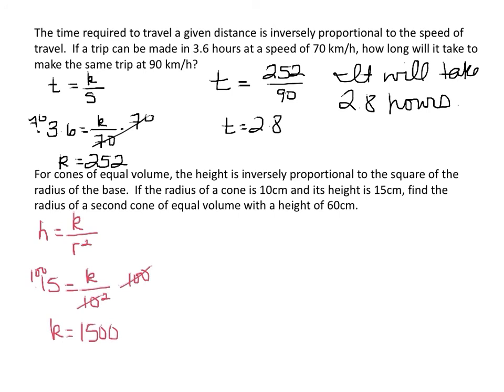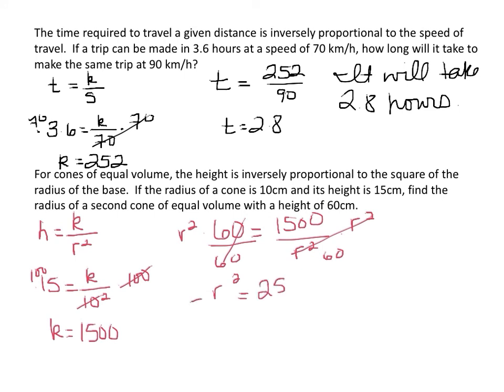Find the radius of a second cone of equal volume with a height of 60. So here, height is 60, K is 1500, and then I've got R squared. So I need to multiply by R squared on both sides, and then I have to divide by 60 on both sides. Now 1500 over 60 is 25. We take the square root of both sides.